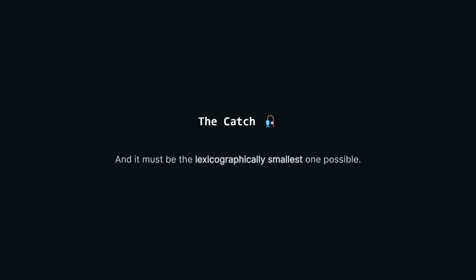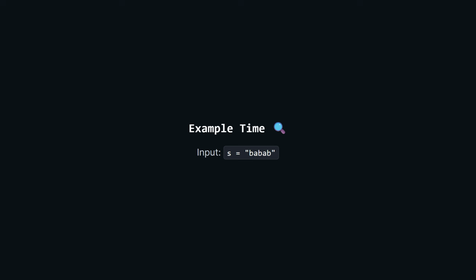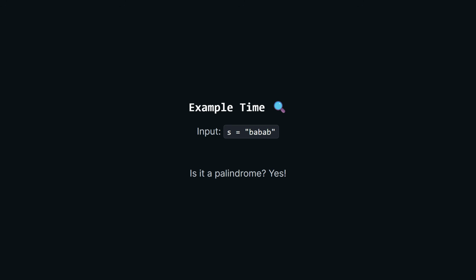And out of all the possible palindromes we could make, we want the one that would appear first in a dictionary. We want the lexicographically smallest one. Let's look at an example. If we are given the string BABAB, we check it, and yes, it reads the same left to right as it does right to left.